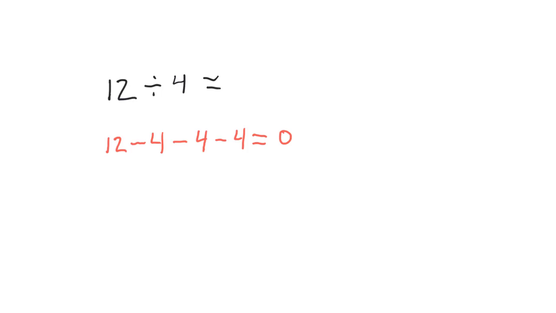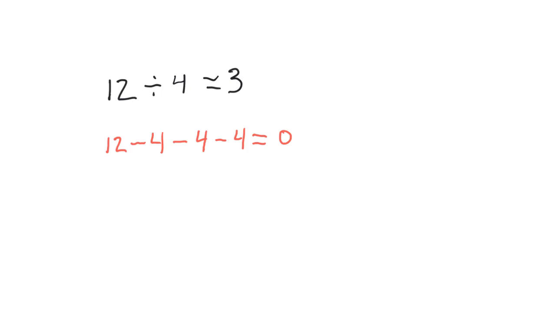Now, what does that mean for our equation above? That means that we can see that if we have 12 and we subtract 4, we do that 3 times. So you can think of these as our equal groups of 4 that we subtracted. And how many are those? There's 3. So we know that 12 divided by 4 equals 3.